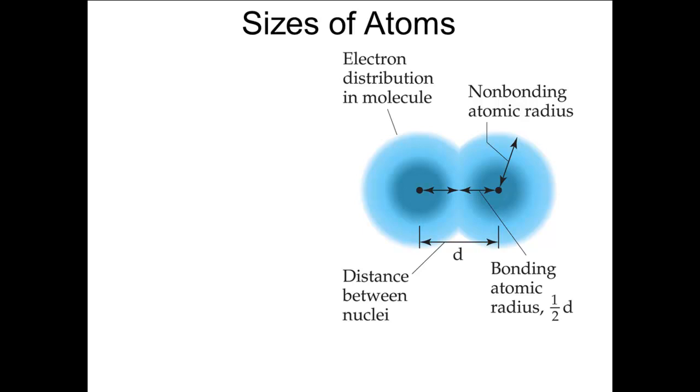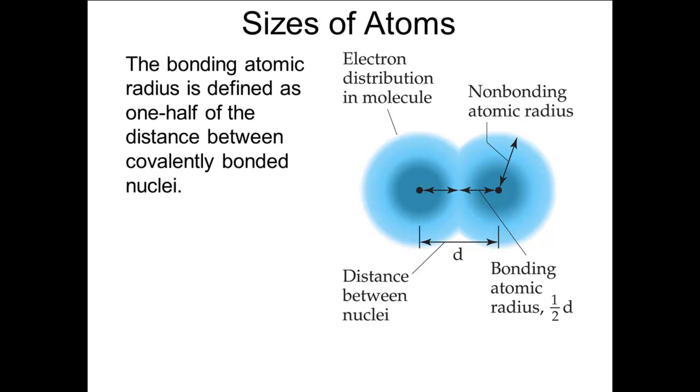There are complicating factors, however. Do the atoms bond when we bring them together, like oxygen, fluorine, and many others? If so, what we are really measuring is a bonding atomic radius.